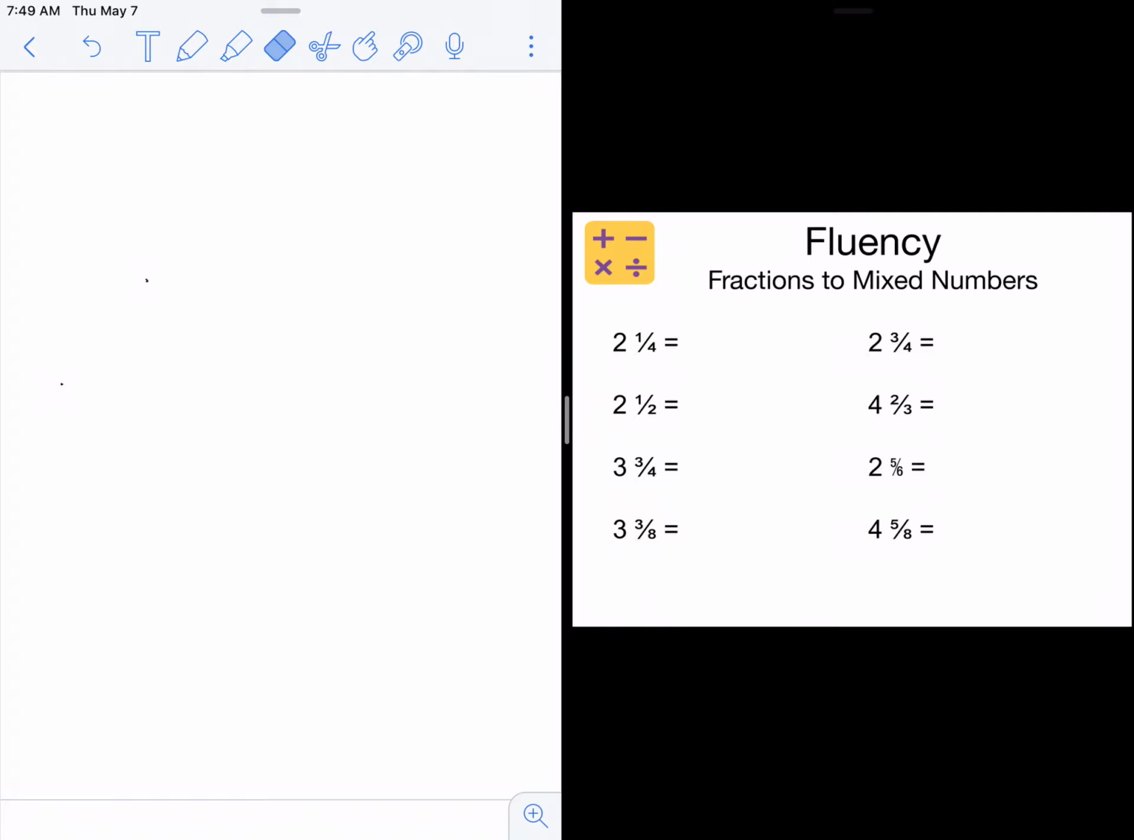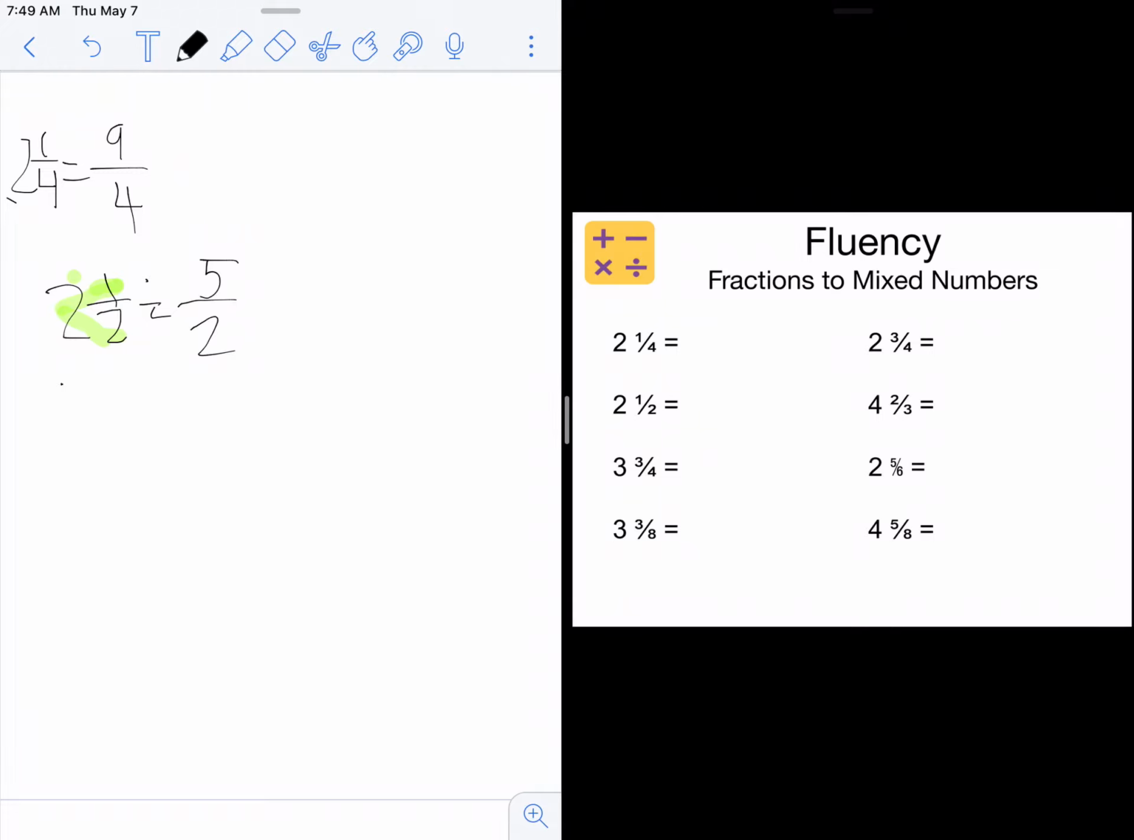2 1/4 is the same thing as 9/4. Because 2 1/4 equals 9/4: 4 times 2 is 8, plus 1 is 9, and you keep the denominator. 2 1/2 is the same as 2 times 2 is 4, plus 1 is 5, and you keep the denominator, 5/2. It's a little shortcut, okay?